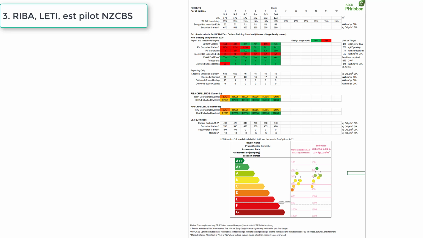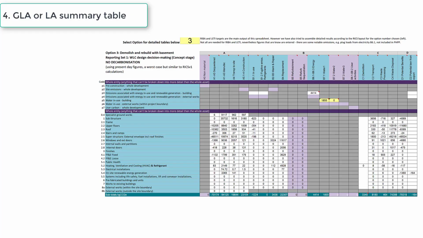The main part of the results is this page, which shows the REBA challenge, also the LETI with a graphic there as well, and there's an estimate of the UK Net Zero Carbon Building Standard. And finally, if you're in London and you have results that need to be submitted for the GLA, or you're in another area where your local authority requires you to submit results, then there is a way of doing that which produces this table, and that should make it quite easy to transfer the results.